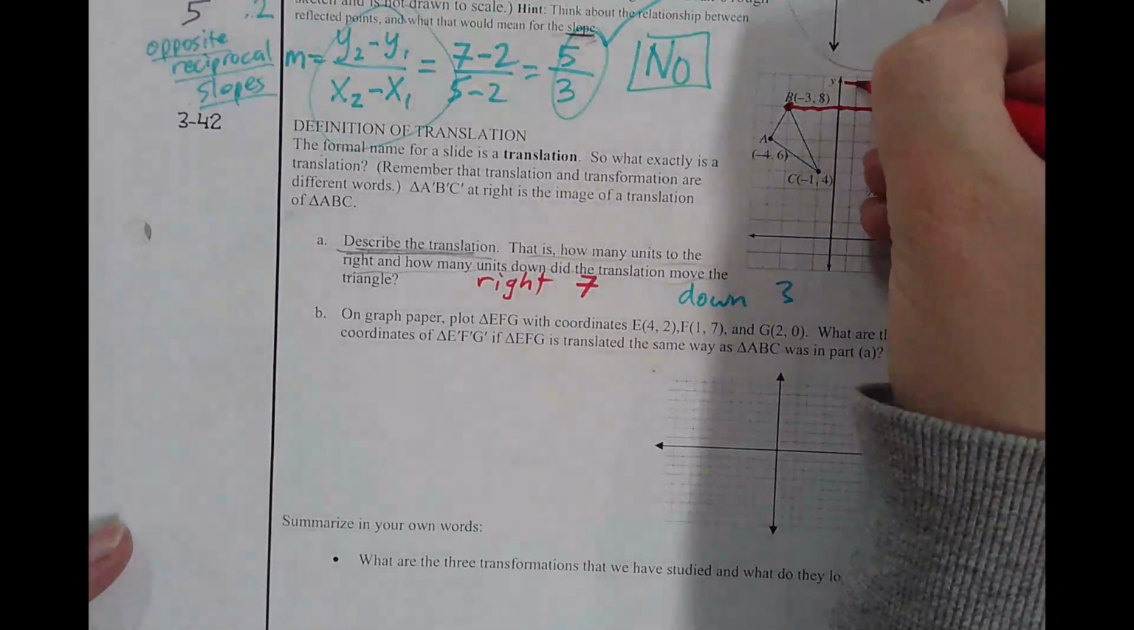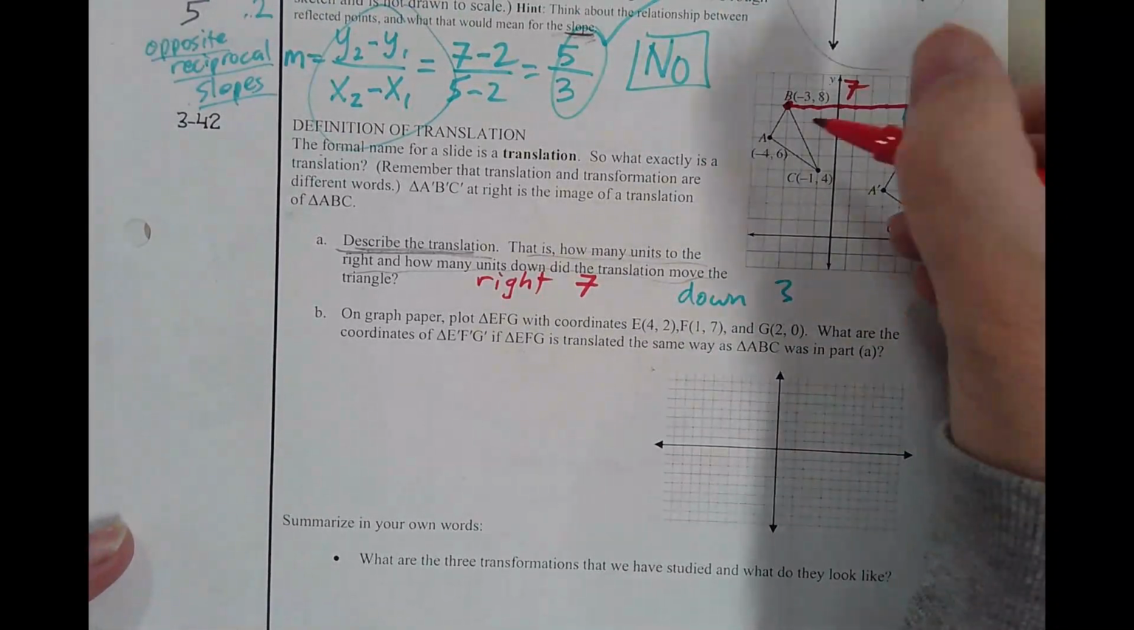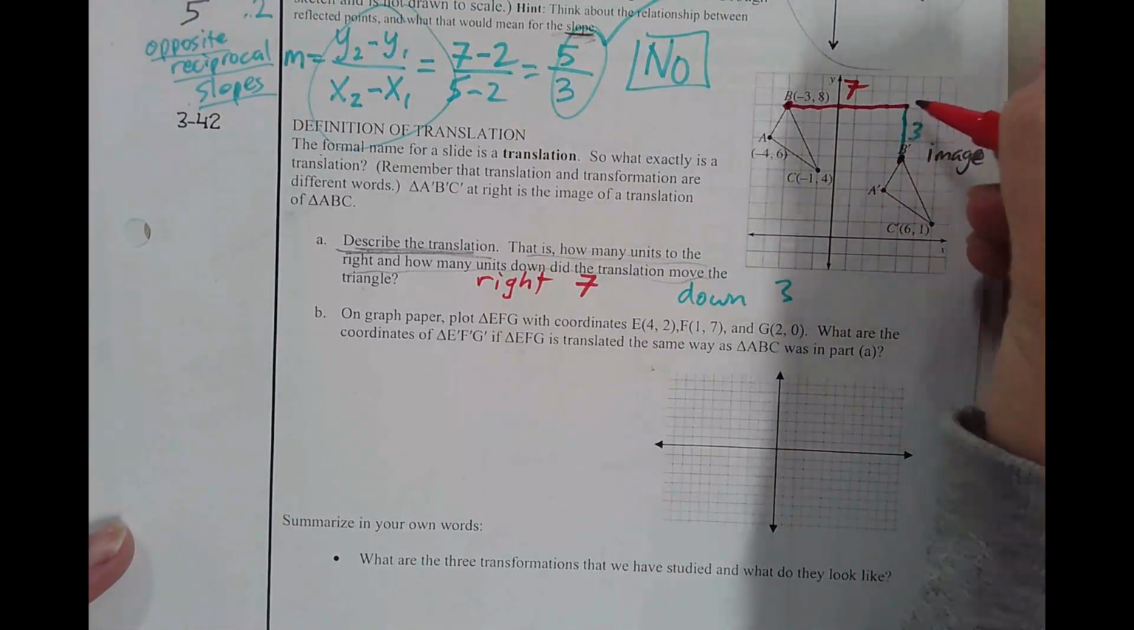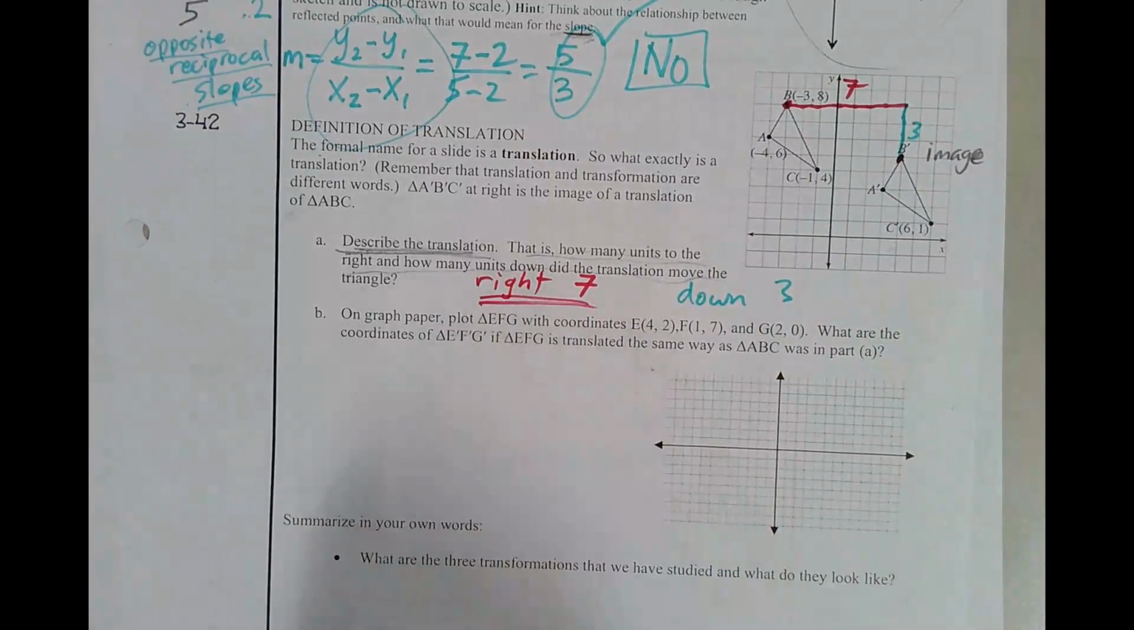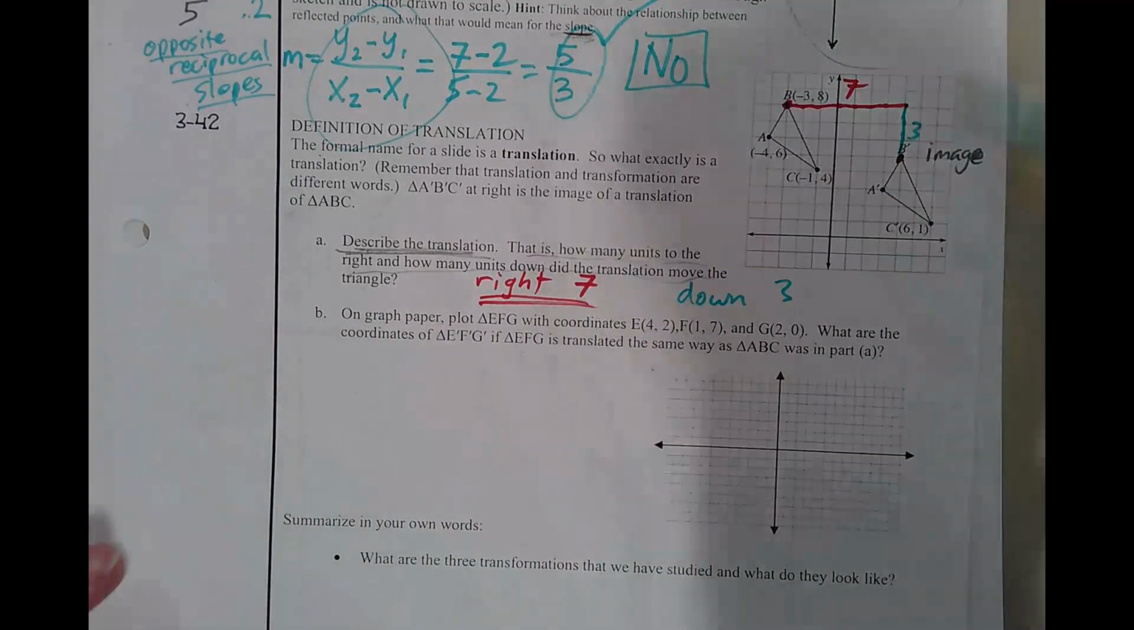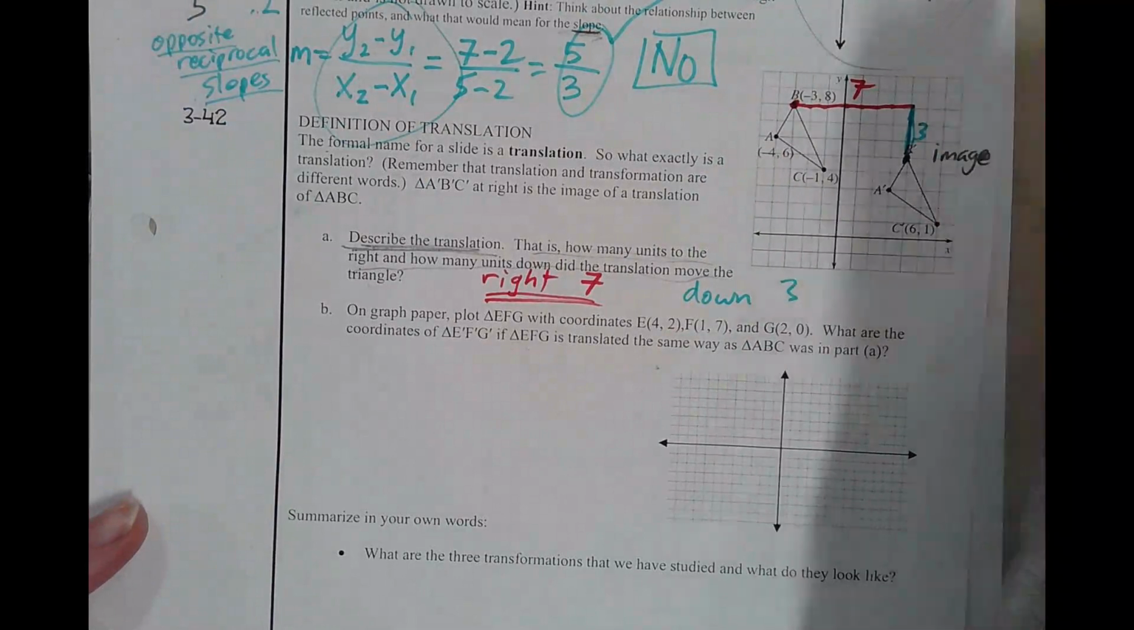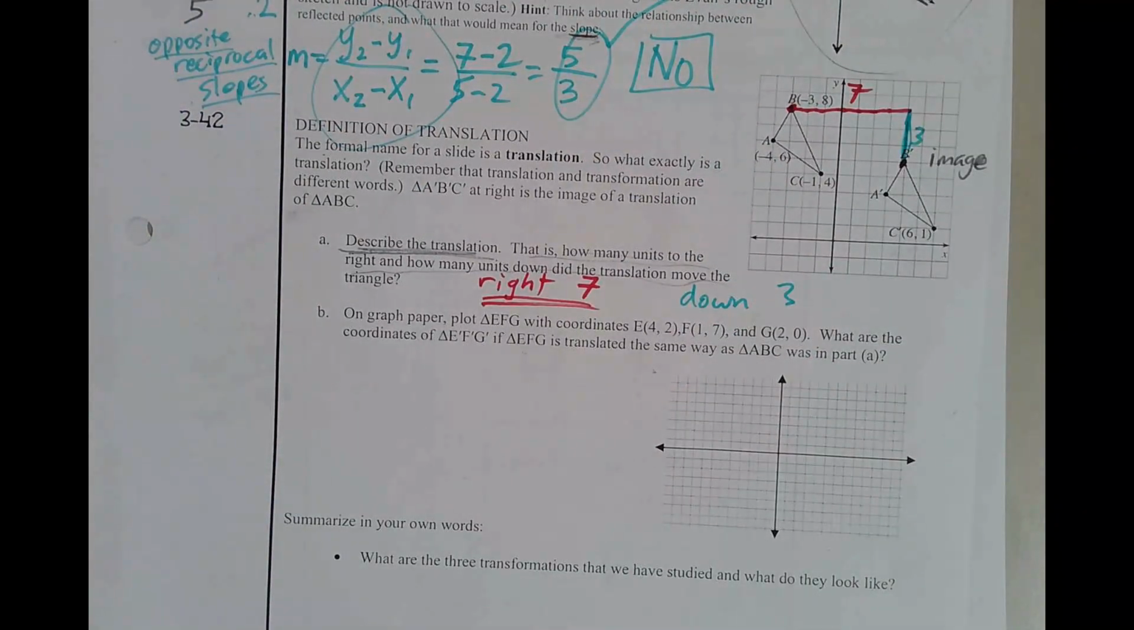Okay, let's just double check. We want to make sure we wrote this correctly. 1, 2, 3, 4, 5, 6, 7. Yep, right 7 sounds good. What about down 3? Did we do that correctly? Yep, that one's pretty easy. 3 boxes below.